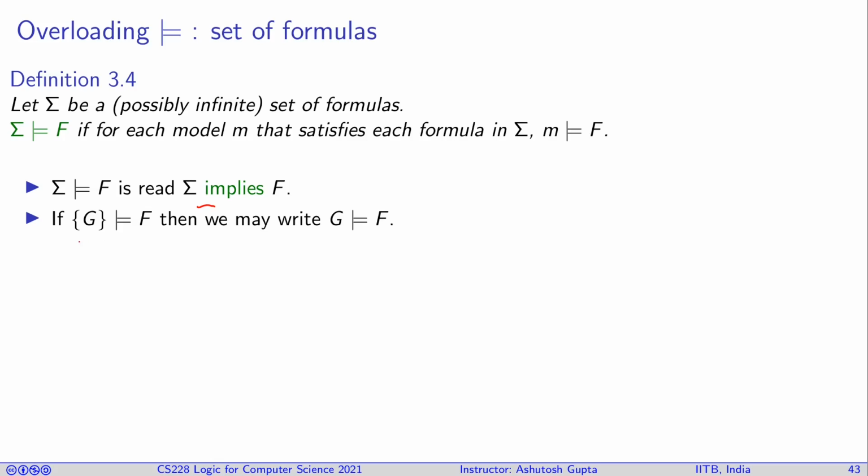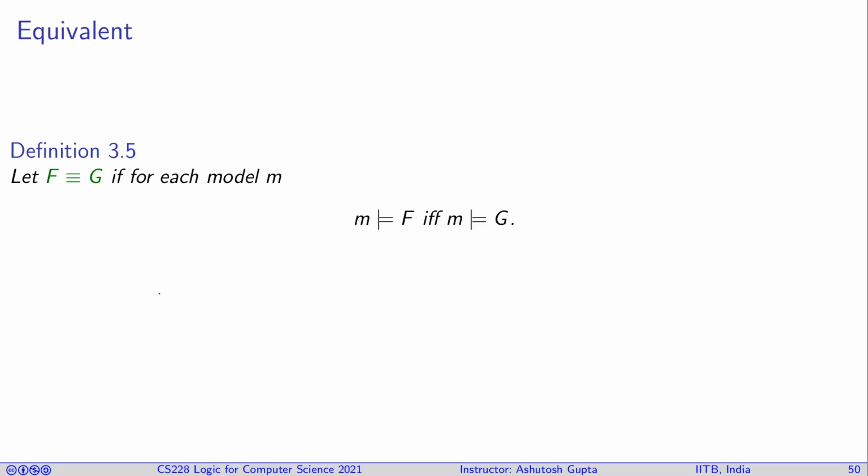And in the special circumstance where G is in a singleton set, then we can write G implies F. It gives us a feeling that this is happening, and that is true, but you may formally try to prove it. So for example, you can say that P comma Q implies P or Q.